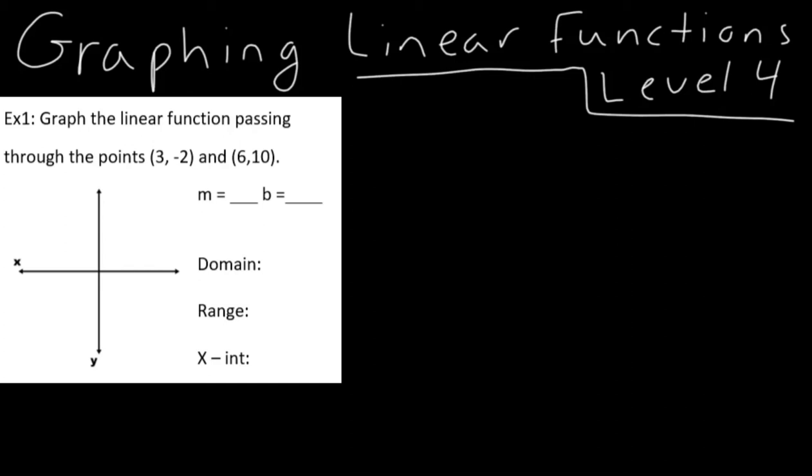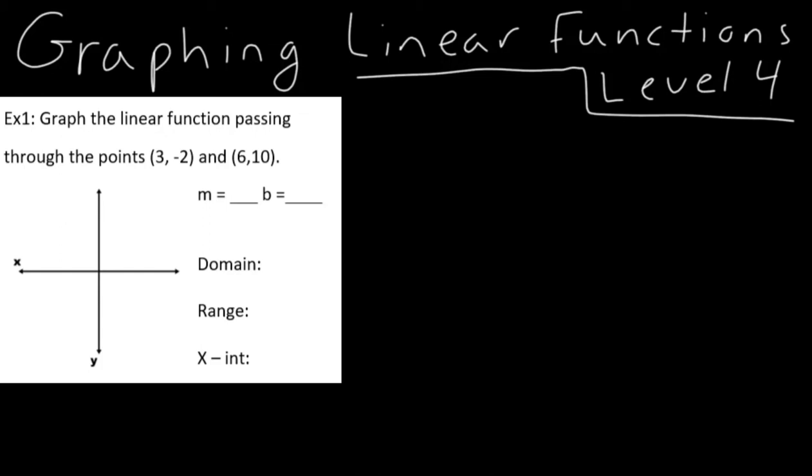Alright, welcome to Graphing Linear Functions, Level 4. Now, in our very first example, we want to graph the linear function that is passing through the points (3, -2) and (6, 10). And you'll notice that this is different from our Level 3 video. Rather than being given a point and a slope, we're actually given 2 points.